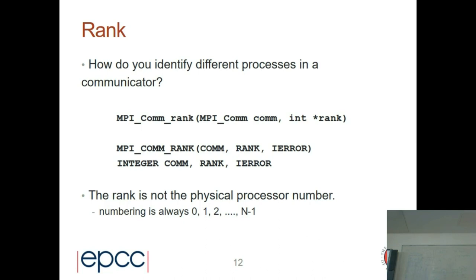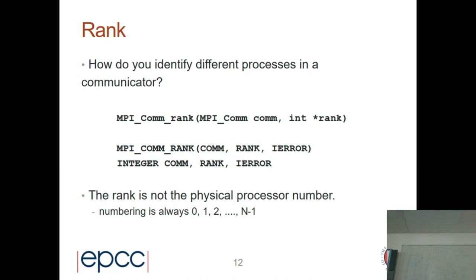Okay? But that's what you do. You call MPI_Comm_rank. You say, what is my rank within a communicator? If you think about it, the rank is always 0 to n minus 1, where n is the size of the communicator. So within different communicators, you have different ranks. If there was a communicator which included you guys, you'd be ranked 0, 1, 2 within that communicator.